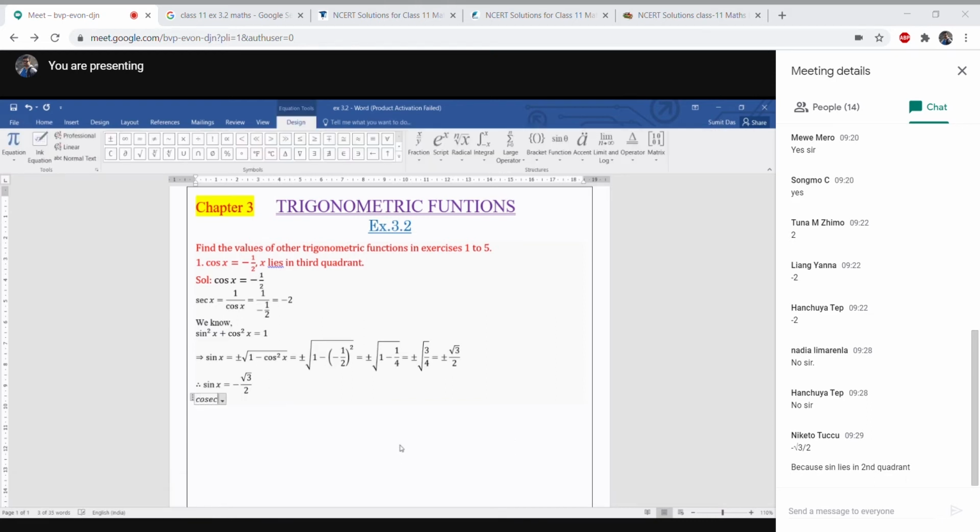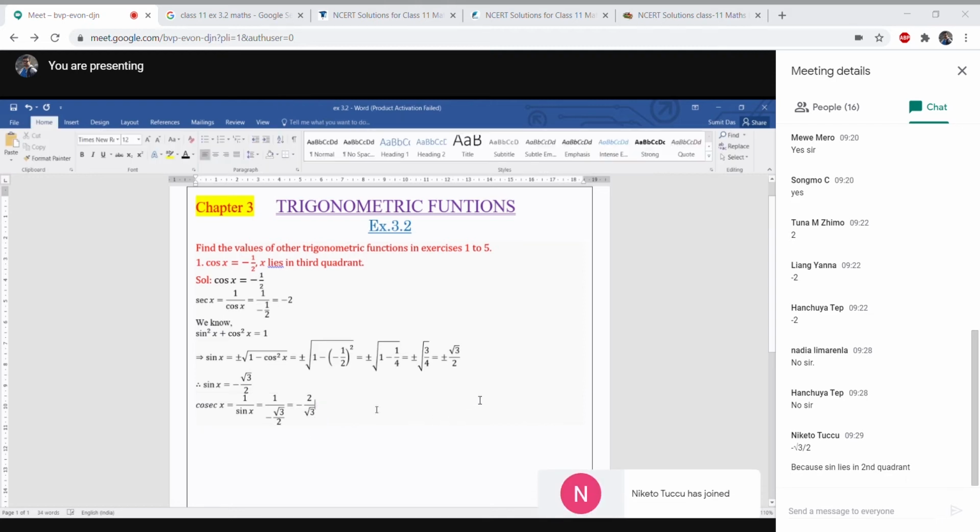So if sin x equal to this one, therefore cosec x will be equal to, we know that it will be 1 divided by sin x, right? So which is equal to 1 divided by minus root 3 by 2, which is equal to minus 2 by square root of 3. Okay, now let me find what is the tan.